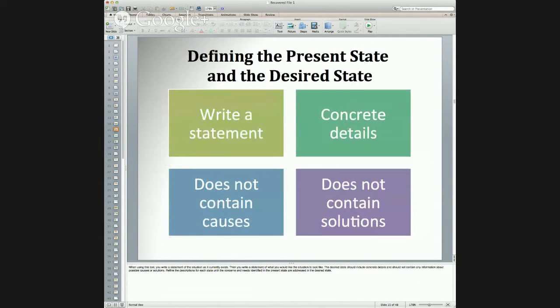Defining the present state and the desired state. When using this tool, you write a statement of the situation as it currently exists. Then you write a statement of what you would like the situation to look like. The desired state should include concrete details and should not contain any information about possible causes or solutions. Refine the descriptions for each state until the concerns and needs identified in the present state are addressed in the desired state.